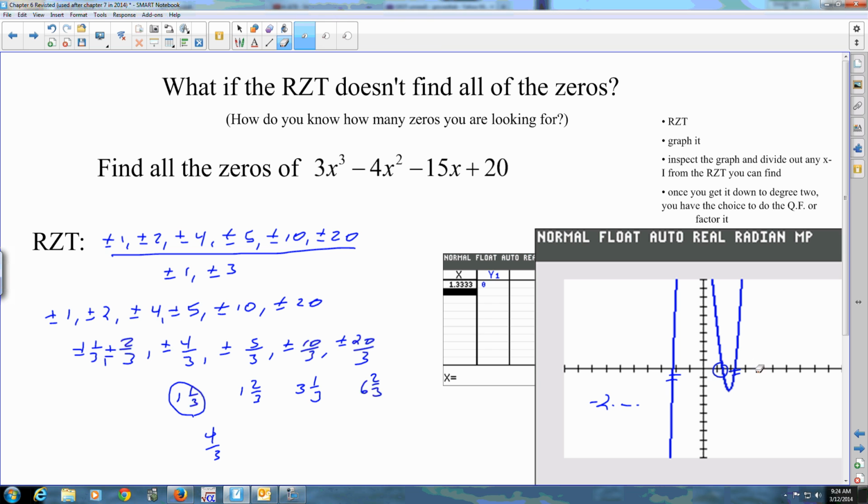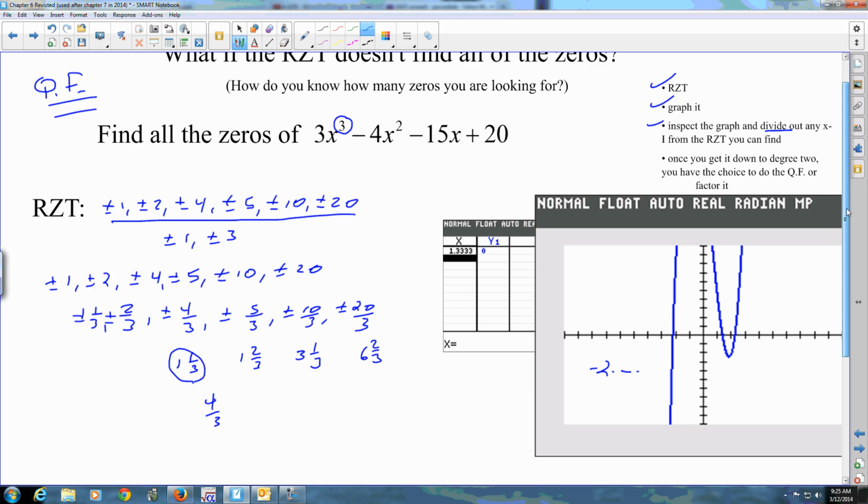Let me erase it, clean it up a little. And you check it on your table, and sure enough, it works. I can't find them all. These other two aren't showing up with the rational zero theorem. So I did the rational zero theorem, I graphed it, I inspected it. Now what I have to do is divide out any x-intercepts I can find. It's degree 3. If I can get it down to degree 2, then the quadratic formula is fair game. So that's what I have to do next, divide this out.